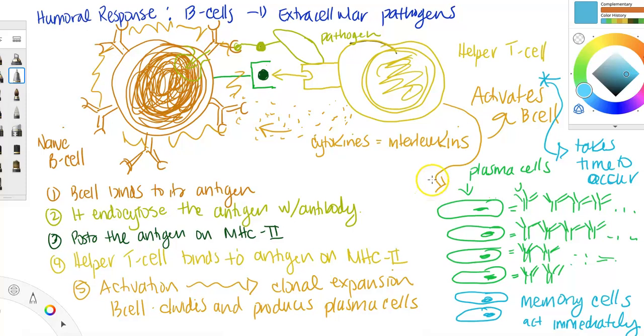So that's the humoral response: B-cell mediated, extracellular pathogens. All right, so next we'll talk about T cells and cell-mediated immunity.